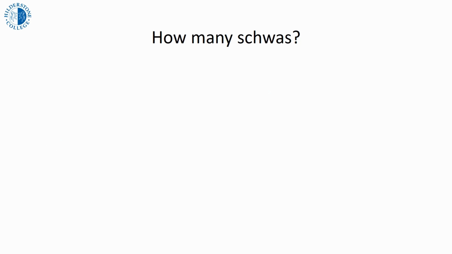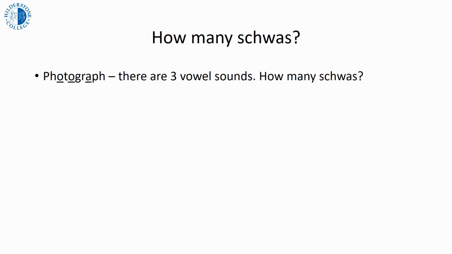Let's see if you can guess how many schwas are in these words. In the first word, there are 3 syllables and there are 3 vowel sounds. How many of those vowel sounds are schwas? Photograph. Do you know now how many schwas? Before I give you the answer, let's look at some other words and then I'll give you all of the answers all at once.